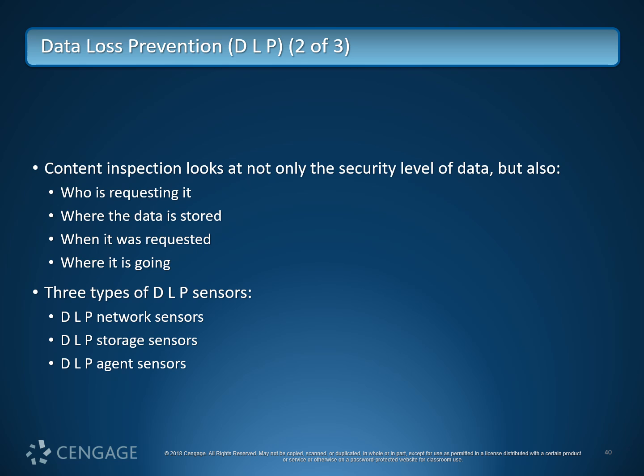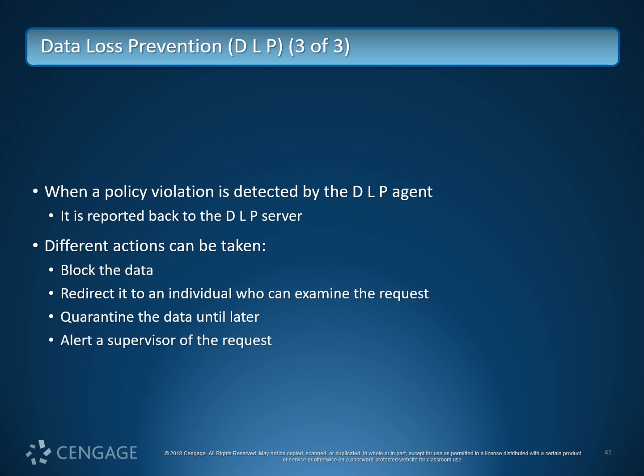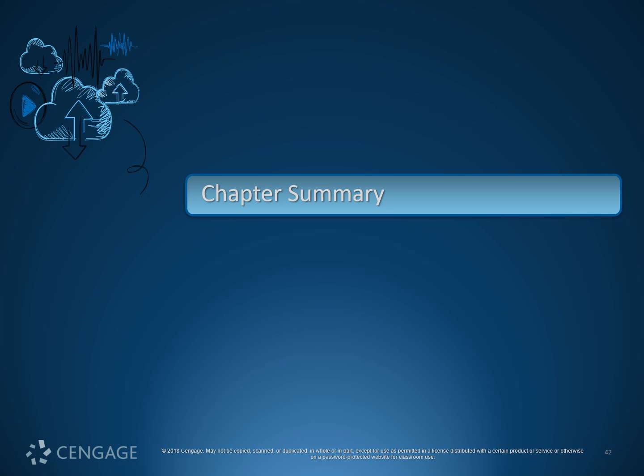There are three different types of DLP sensors: network, storage, and agent. When a policy violation is detected by the agent, it passes back to the DLP server, and then actions can be taken based on, again, the criteria that has been observed thus far: blocking the data, requesting a manual inspection, quarantine, and then alerting supervisors. All of these can be carried out very easily.